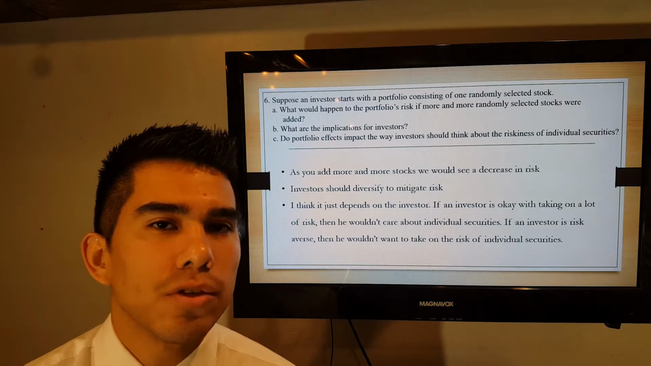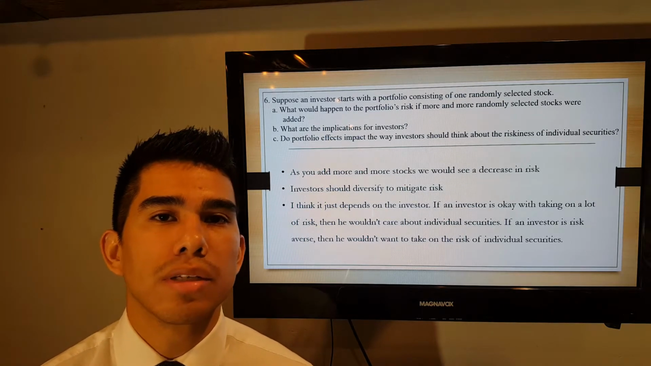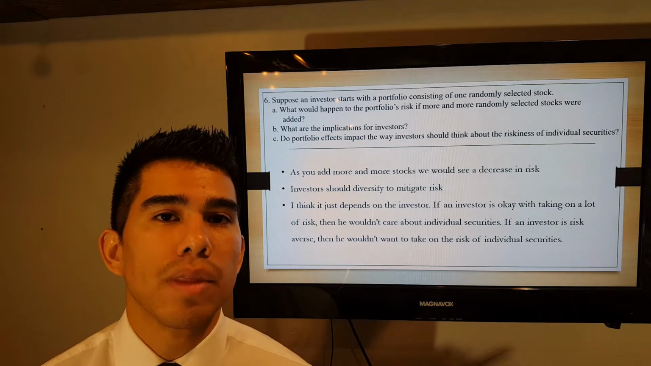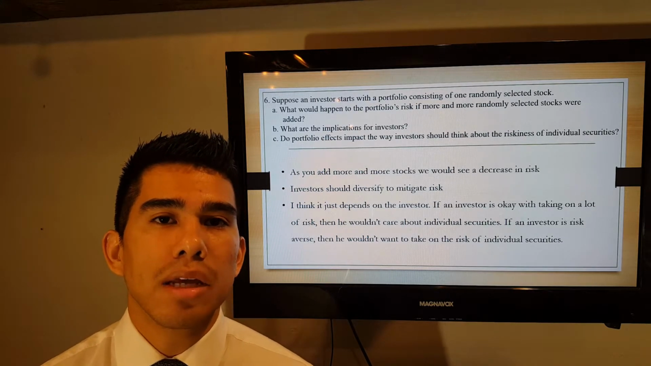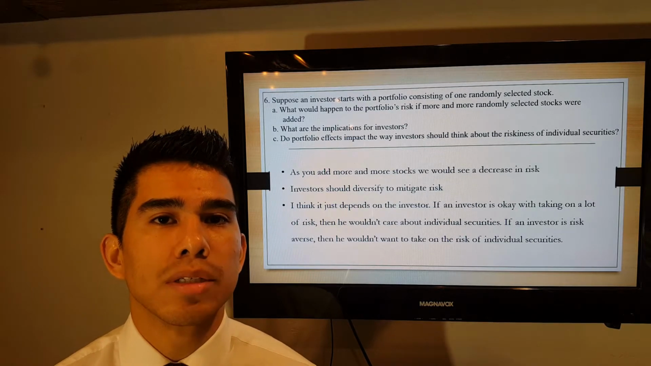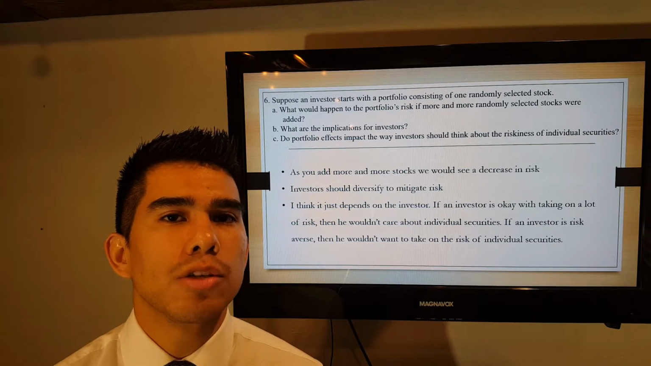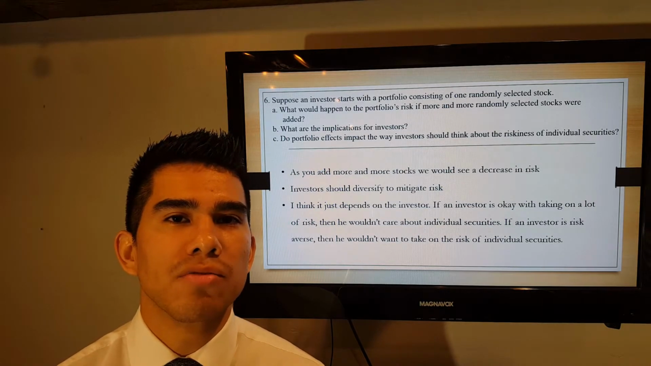Now, to answer the first part, adding more and more stock to your portfolio increases the diversification. In turn, this will decrease the risk. Now, the implication for investors is to diversify your portfolio to mitigate risk. Now, to answer the third part, I feel that it is up to the individual investor.